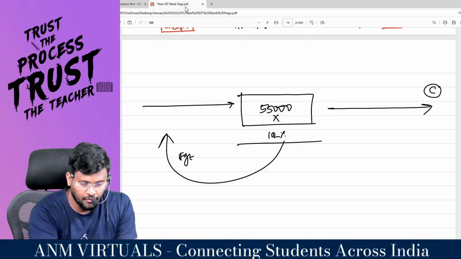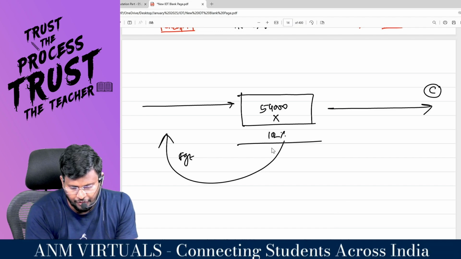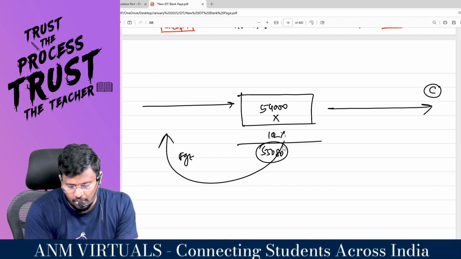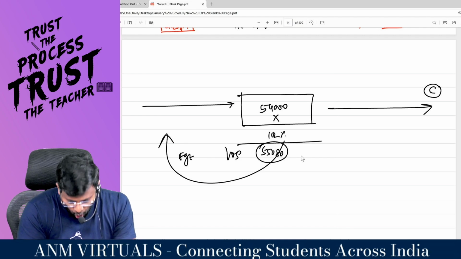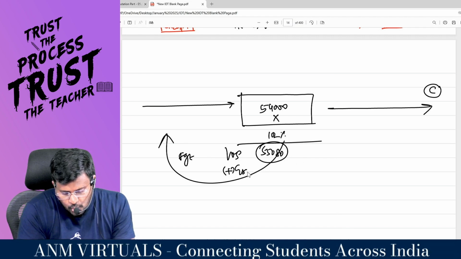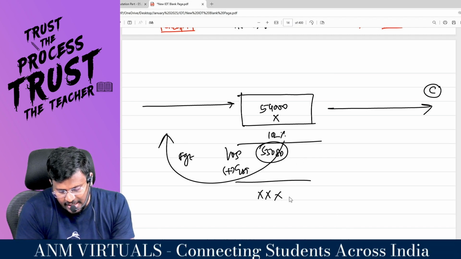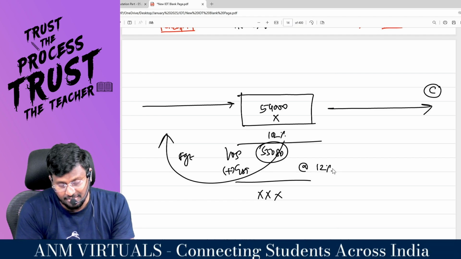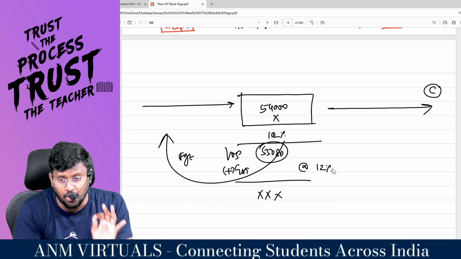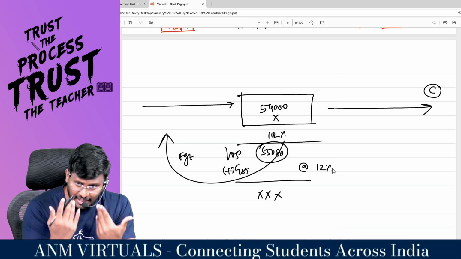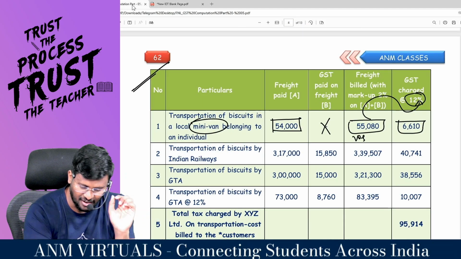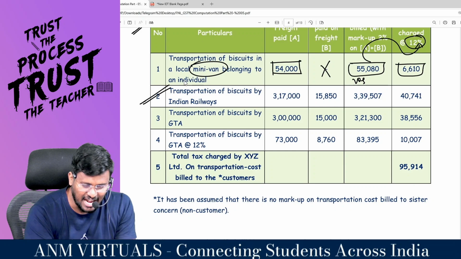So 54,000 into 102% comes to 55,080. This is the value of supply. On this, we are supposed to collect GST at the rate of 12%. There, they have tested your knowledge on the supply chapter. Comfortable? Leave this part. Come to the next one.